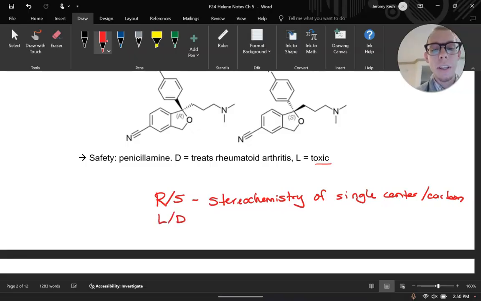L and D are a little bit broader. L and D is thinking about the entire configuration of your molecule.